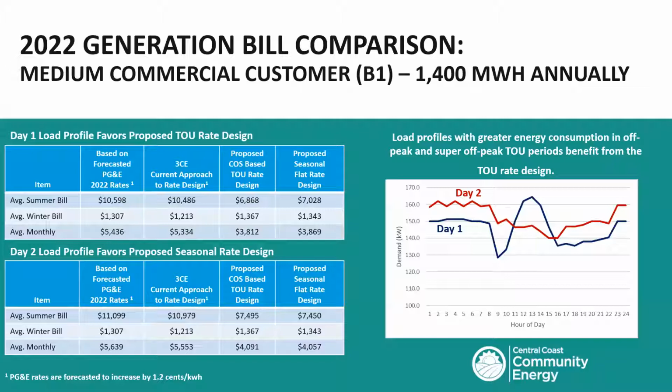So again, now we're looking at this larger customer. If we go back over to the bill, instead of in the tens of 20s and 30s of dollars per month, we're talking in the thousands of dollars, right? So under the day 1 load profile, if that was representative for this month, and for the summer and winter periods, we're looking at an average monthly bill under PG&E of about $5,400, $436 for the generation component only.